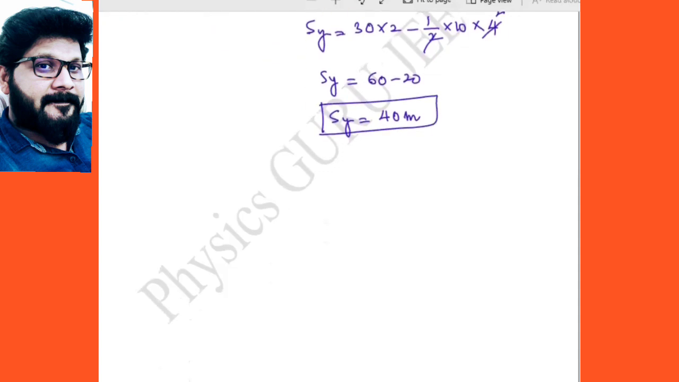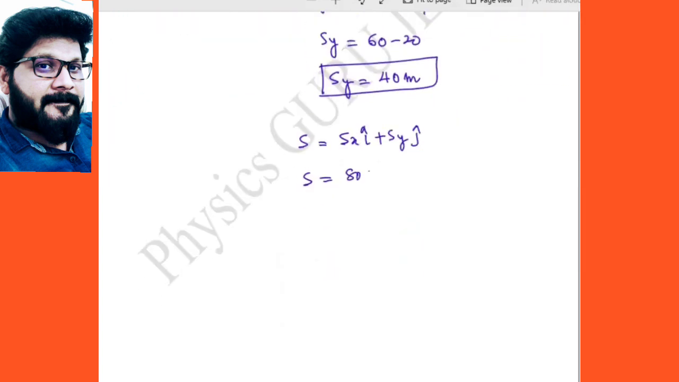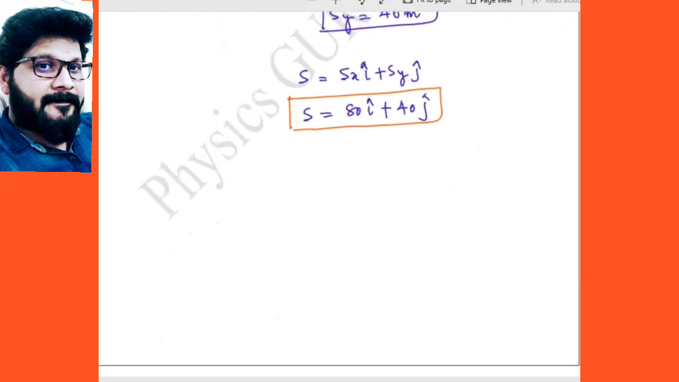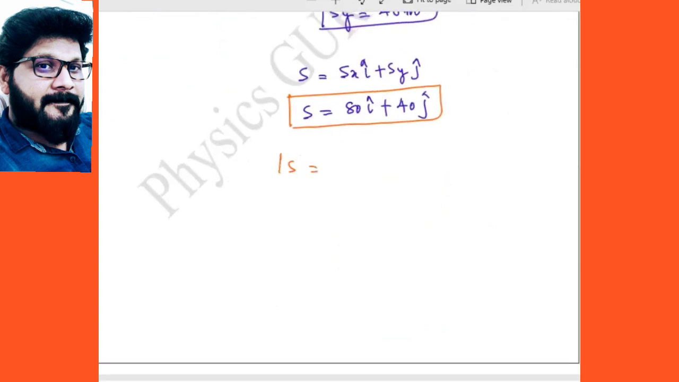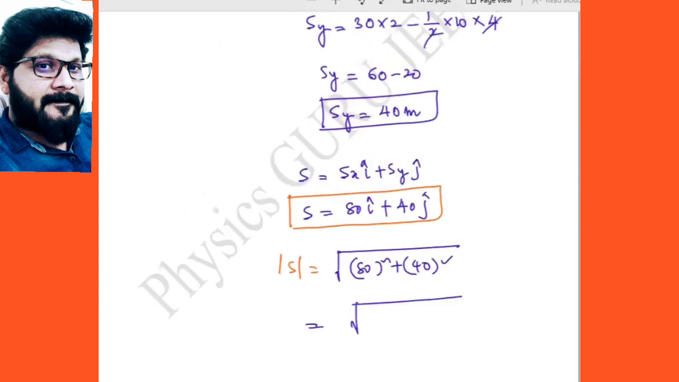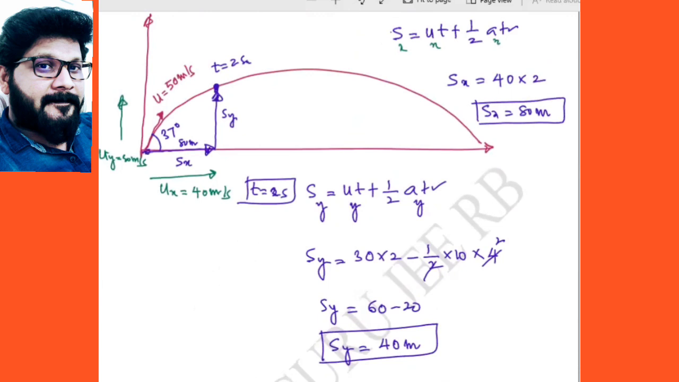If you want to express this in vector form, s is equal to sx i cap plus sy j cap, so s is 80 i cap plus 40 j cap. This is the vector form. Is it clear? Now the resultant displacement. If we want the magnitude of it, how to calculate the magnitude? Can anybody tell the answer? Under root of 80 whole square plus 40 whole square, the resultant displacement from the starting point to the ending point.